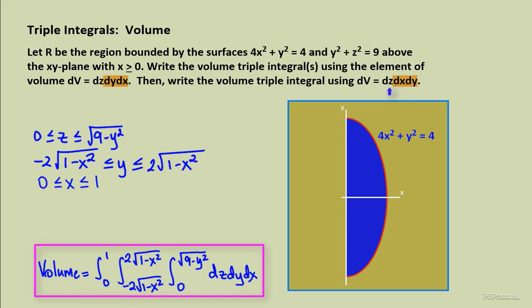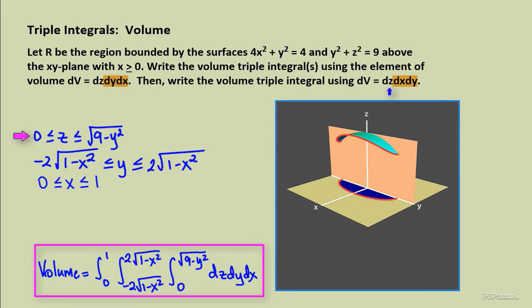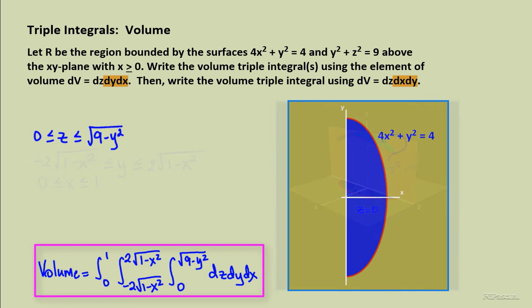The first variable of integration is still z, so that the first set of inequalities stays the same. After all, the upper surface and the lower surface boundaries have not changed. The region still starts on the xy plane at z equals 0, and ends on the surface y squared plus z squared equals 9, where we had taken z to be equal to the square root of 9 minus y squared. For the remaining variables x and y, we still look at the projection on the xy plane. Recall that the projection is this half-elliptical region.